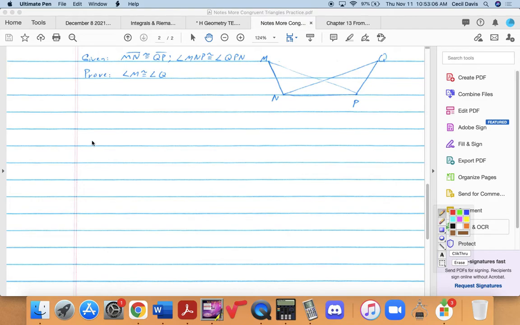So just to give equal time, let's do this as a flowchart proof. And again, you don't have to if you don't want to. So MN is congruent to QP, that's given. And angle MNP is congruent to angle QPN. That's given.